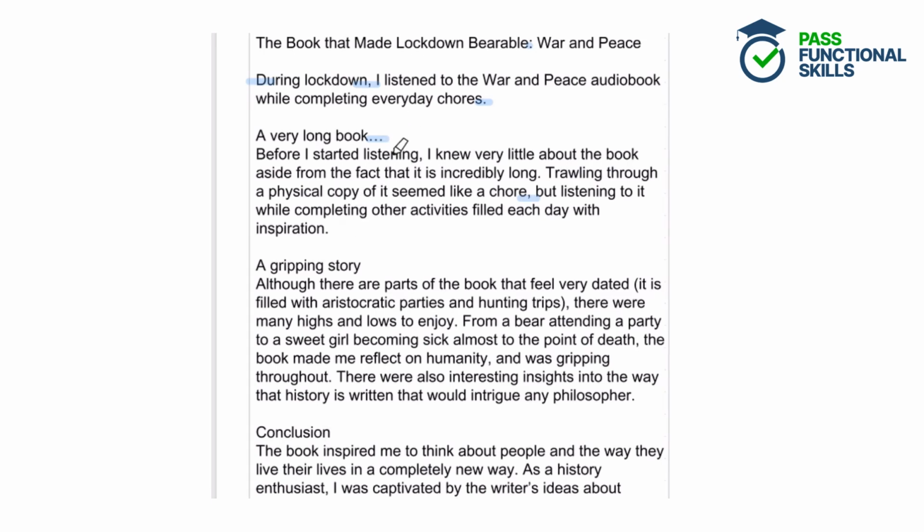So when the reader starts reading that, they want to be engaged with the text, and using punctuation can help you to do that. We also have some parentheses here, and these add some additional information into sentences. So there are some parts of the book that feel very dated, and then we've got the brackets to add a little bit of an explanation of that before we move on with the sentence.